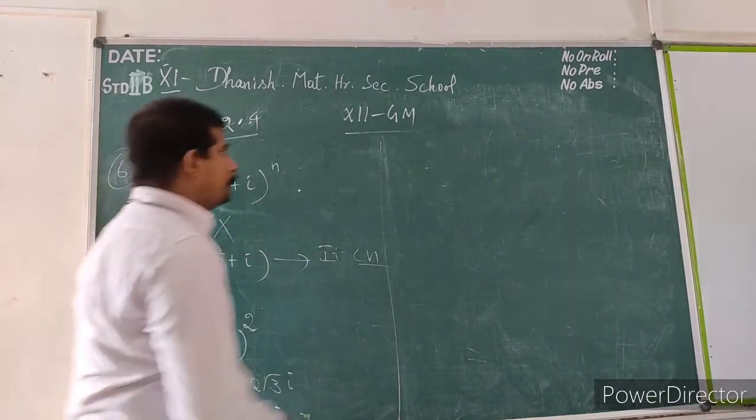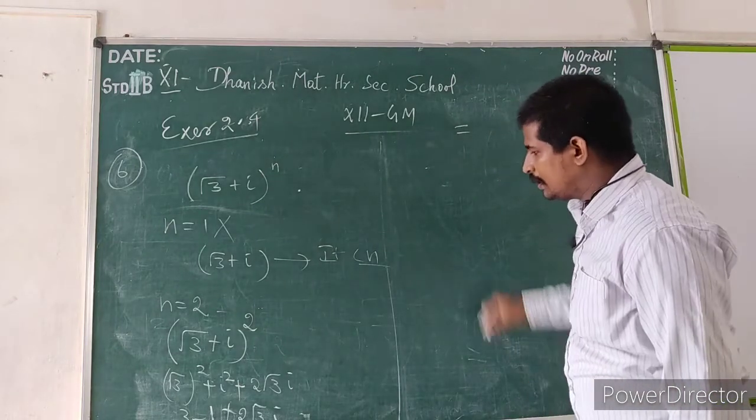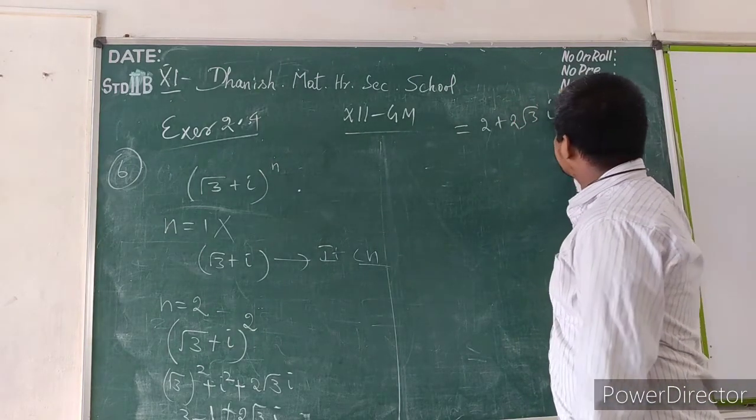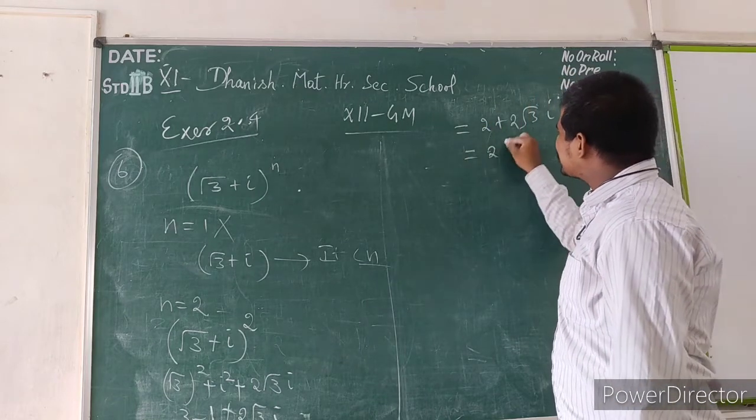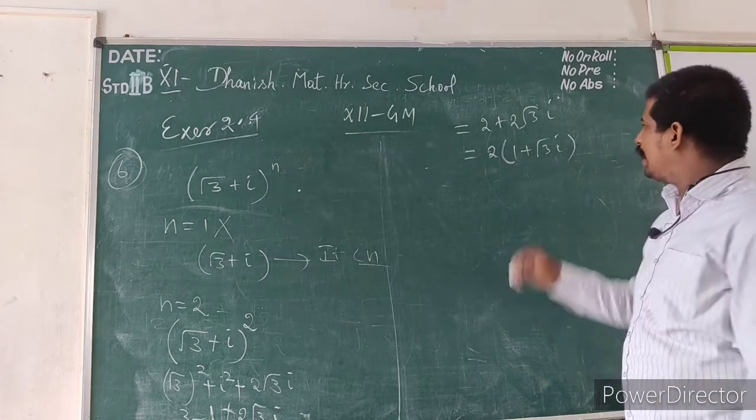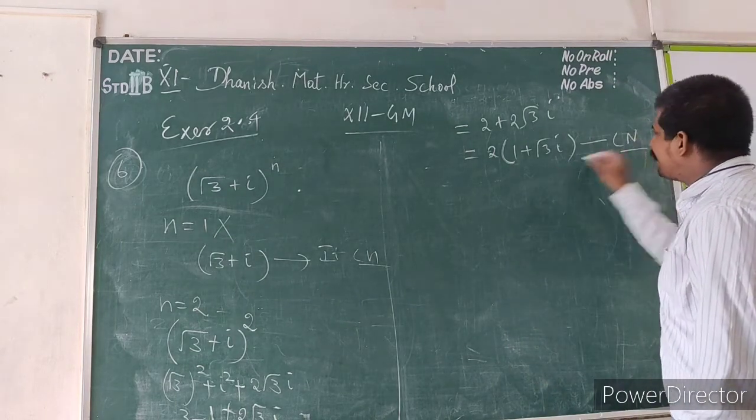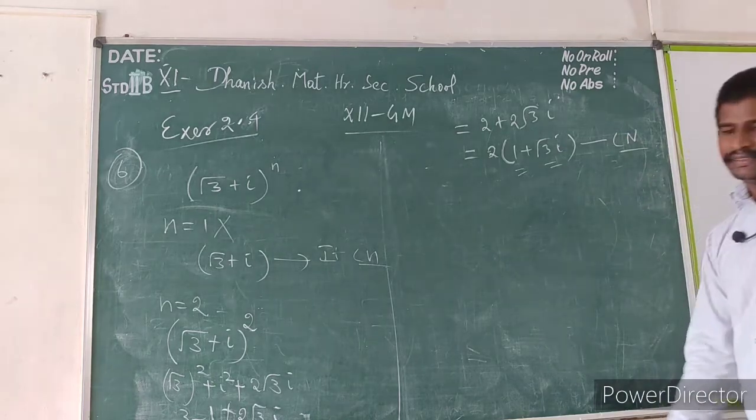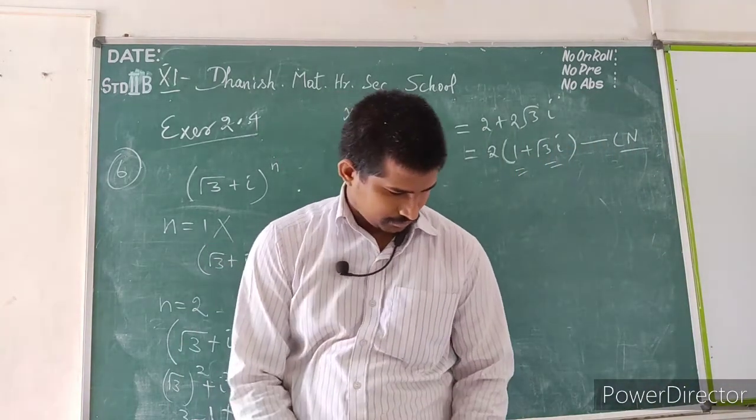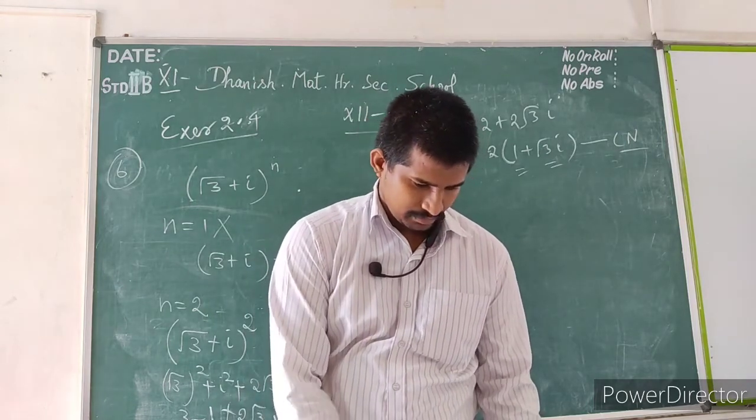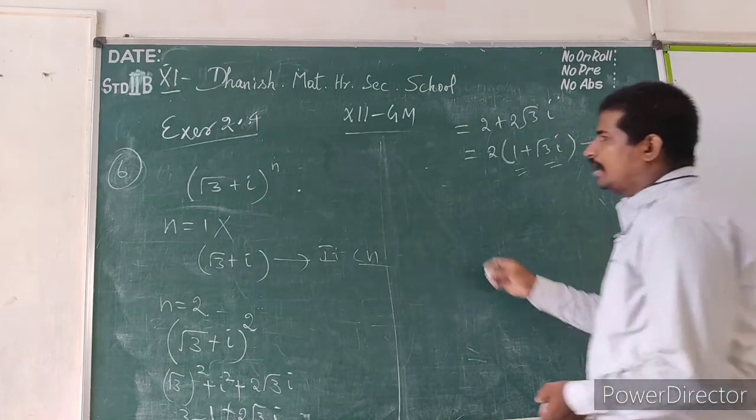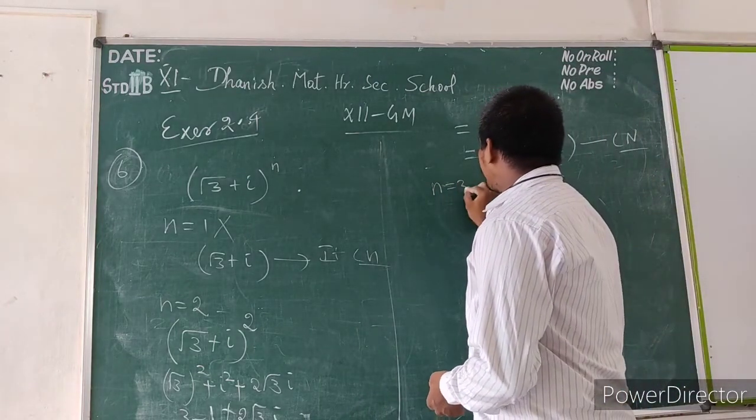The next step would be 3 minus 1, 2, plus 2 root 3 i. From this we can take 2 as common: 2 into (1 plus root 3 i). This is also a complex number. Here we have a real part as well as an imaginary part.